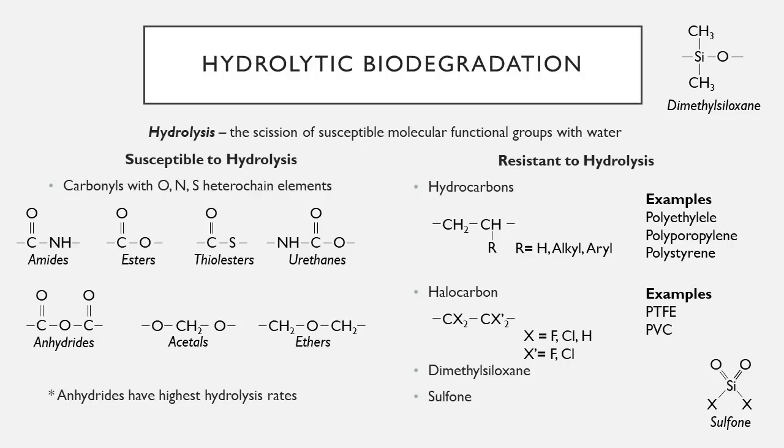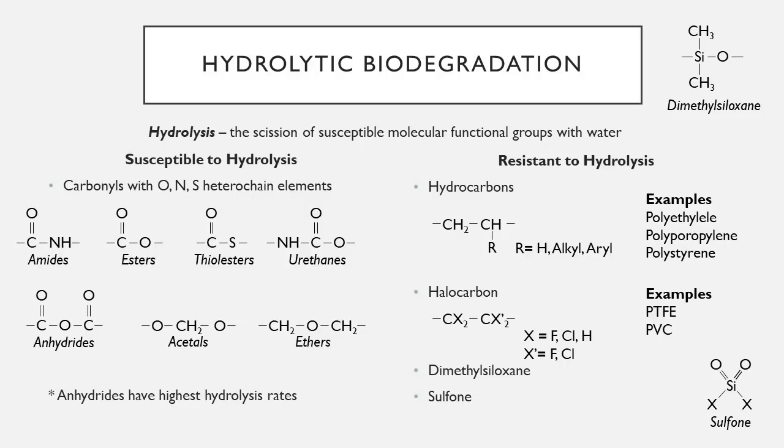Okay, so it's no surprise here that we're going to be looking for polymers with polar backbones, hydrophilic components, things that are attracted to water in order to interact with them. So for instance, carbonyls with either oxygen, nitrogen, or sulfur heterochain elements are the ones that are going to be most susceptible to hydrolysis. Anytime you see double bonded oxygens, sulfurs, nitrogen, these are all elements that have some polarity to them, thus allowing them to interact with water.